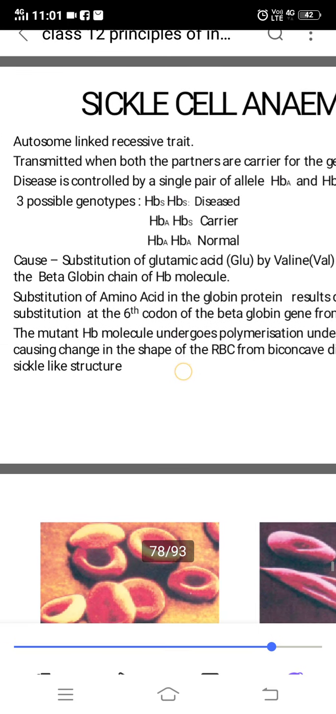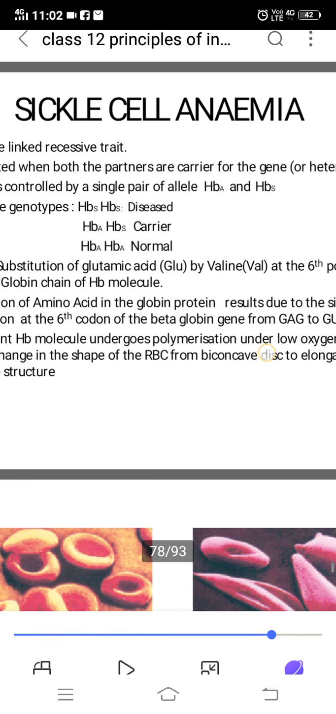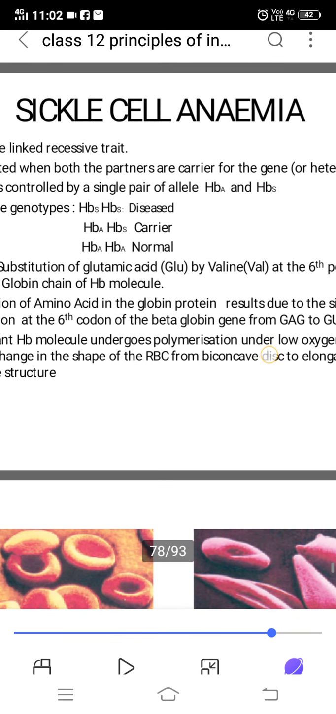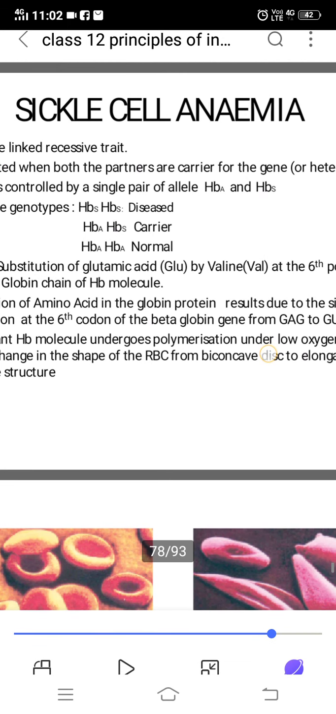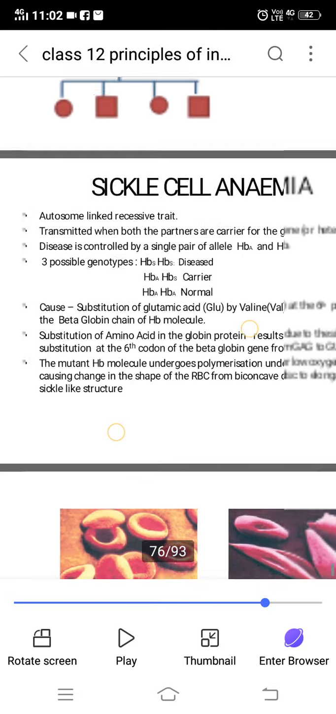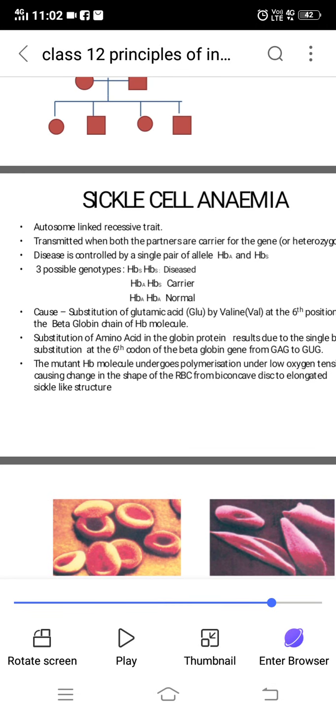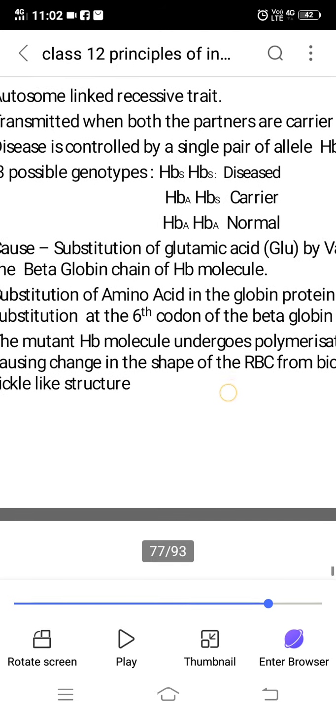It is transmitted when both the partners are carriers for the gene, or heterozygous. Now remember this, if a person is affected with the disease, that person will not be able to survive till the reproductive age. So the parents would always be carriers. This disease is controlled by a single pair of alleles, HBA and HBS. So there may be three possible genotypes: HBS HBS, which is diseased; HBA HBS, which is a carrier; HBA HBA, which is normal.